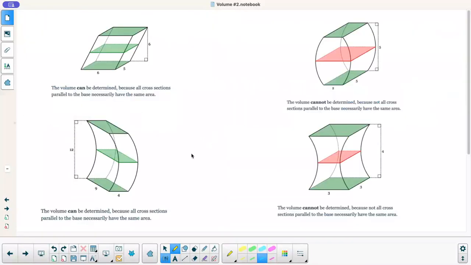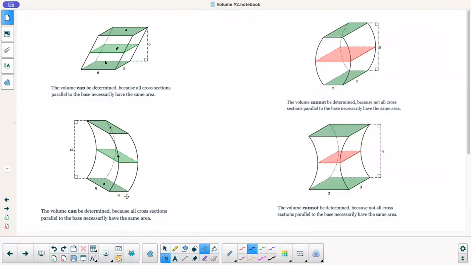So here's some examples here. When I look at the ones on the left, these can be determined because your two bases and your cross section are all congruent. So the volume can be determined because all cross sections parallel to the base necessarily have the same area, or are congruent essentially. Same thing here. All of these are the same exact rectangle.